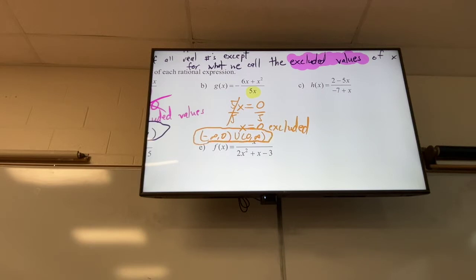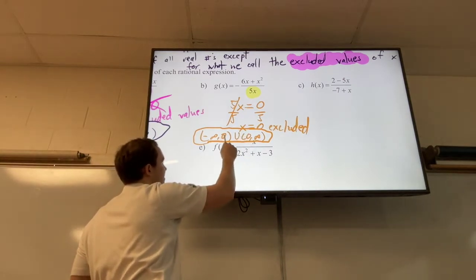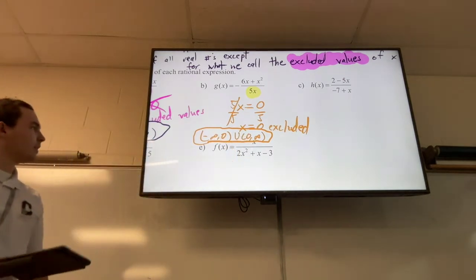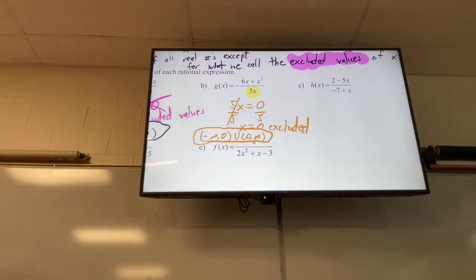Okay? And the parentheses mean that the endpoints are left out of our domain. So 0 is not in our domain, okay? All right, but everything else is. Can I move on to part C?